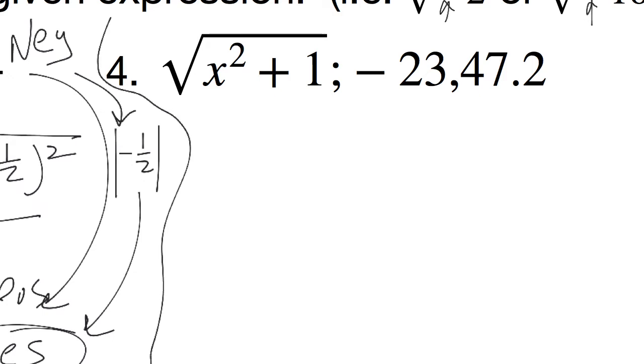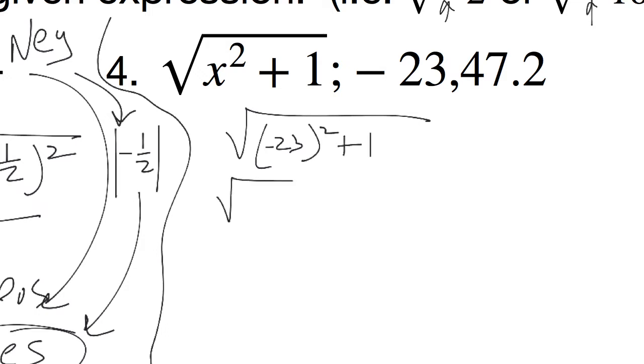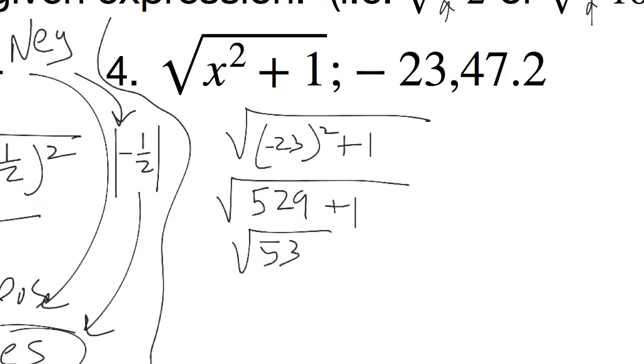Let's divide a line here. Square root of negative 23 squared plus 1. Yeah, that's going to be square root of positive 529 plus 1, which is 530. Square root of 530, which is a number. So yes, it's going to be meaningful.